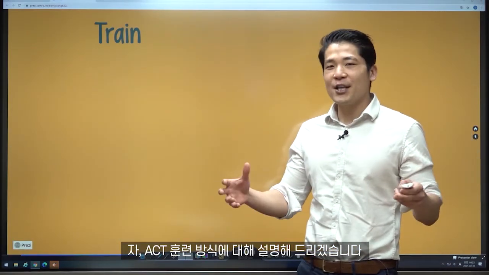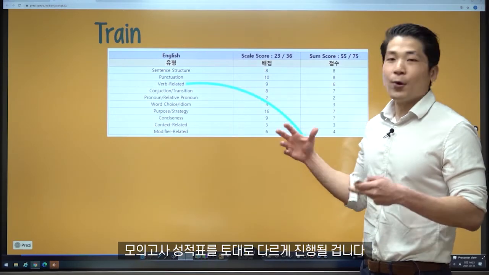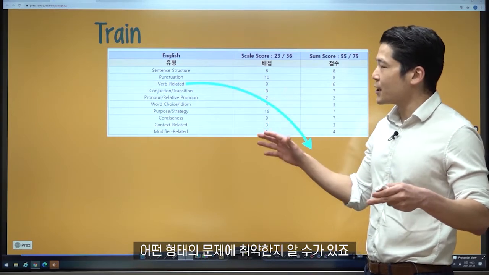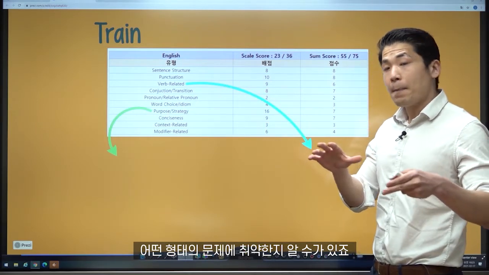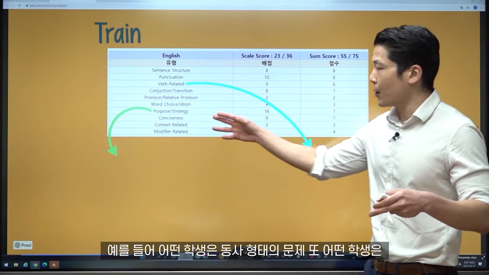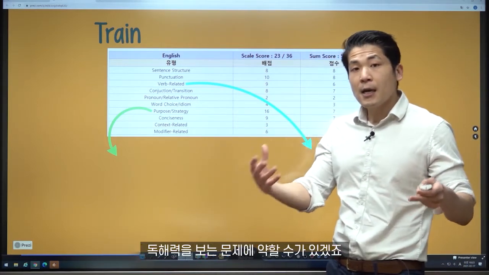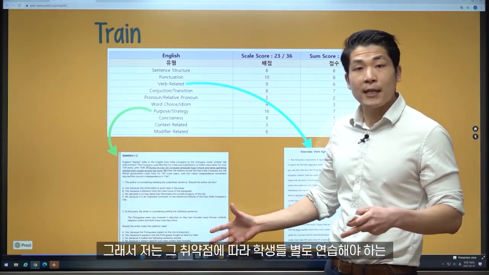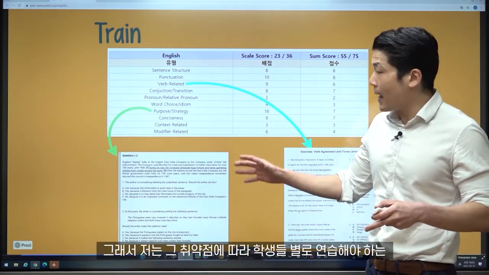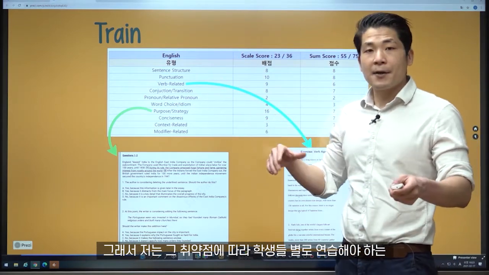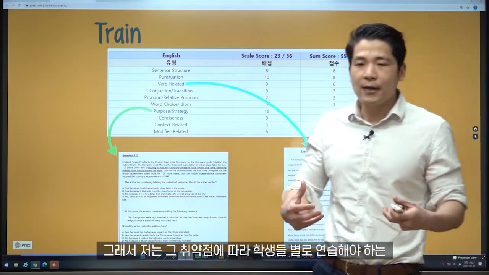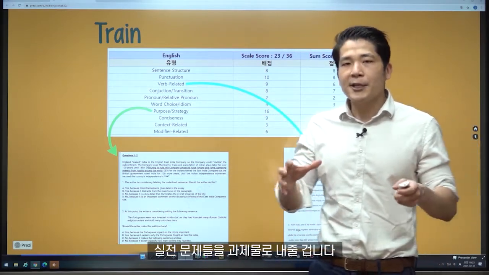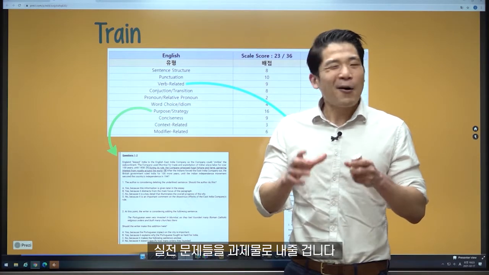Now, in terms of the training, based on your reports, you'll be able to see which concepts or question types you're weak at. So if you're weak at verbs or reading comprehension questions, I'll give you different exercises, different practice questions that allow you to improve upon those weak areas. I'm not just going to assign random practice questions, but questions based on your weaknesses. Now how awesome is that?